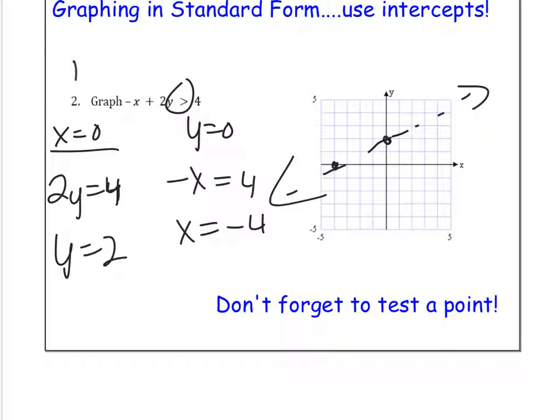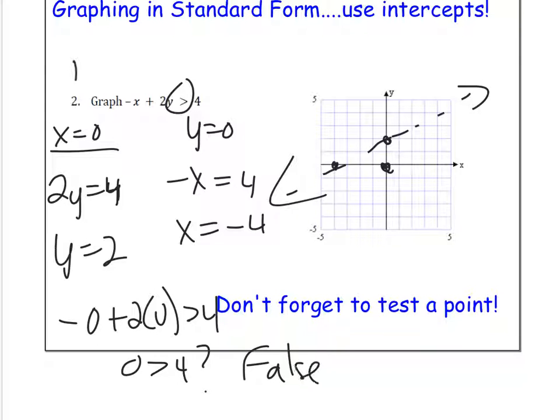So then test 0, 0. I'm going to test the origin here. Is negative 0 plus 2 times 0 greater than 4? So is 0 greater than 4? Absolutely not. So that's false. That doesn't work, so I'm going to shade away. And whether you actually shade in or just draw arrows, I honestly don't care. Whatever is more comfortable for you.